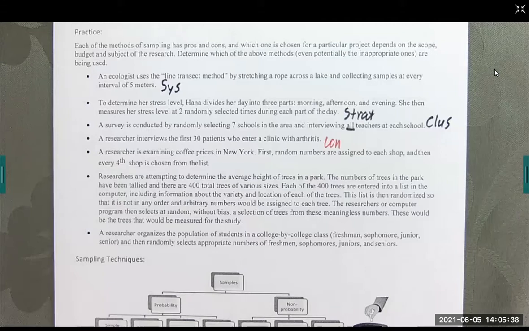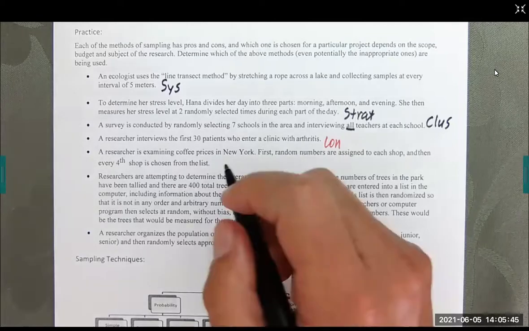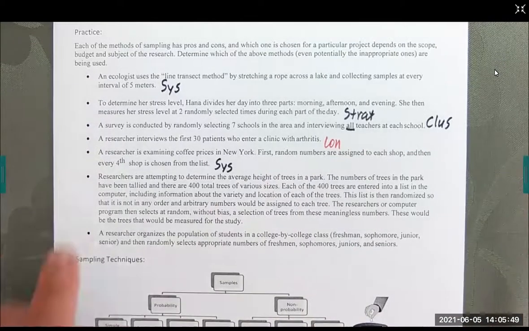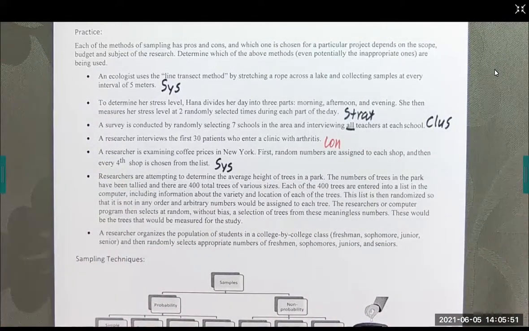A researcher is examining coffee prices in New York. First, random numbers are assigned to each shop, and then every fourth shop is chosen from the list. This is systematic. Every fourth. All right, this one's a little long.